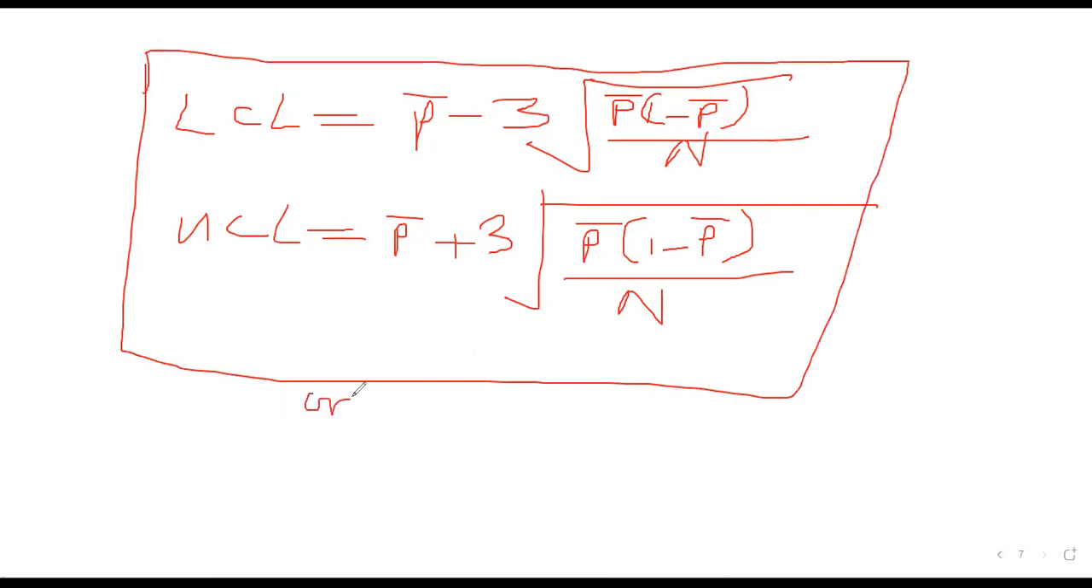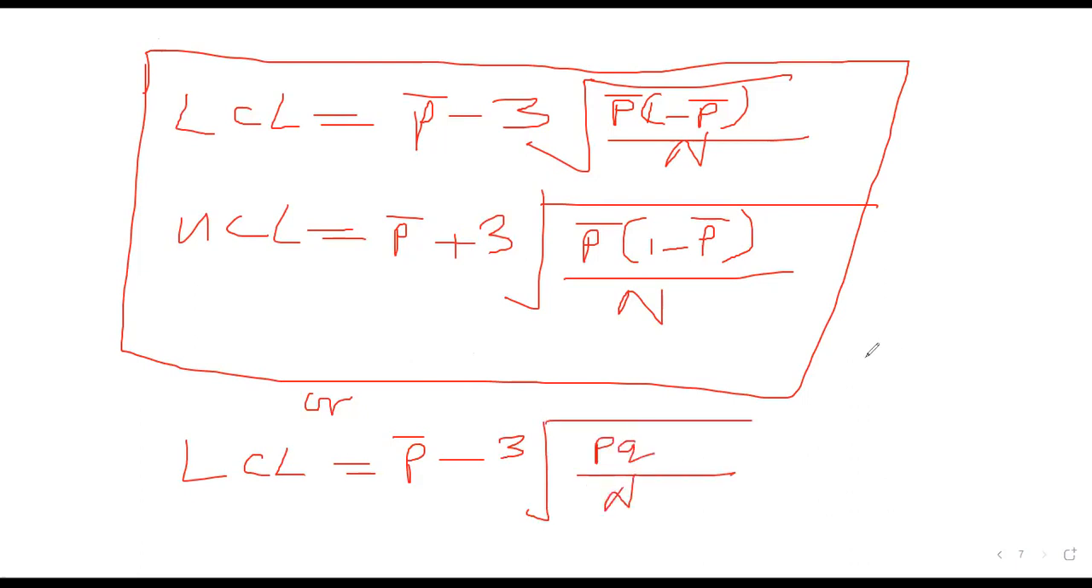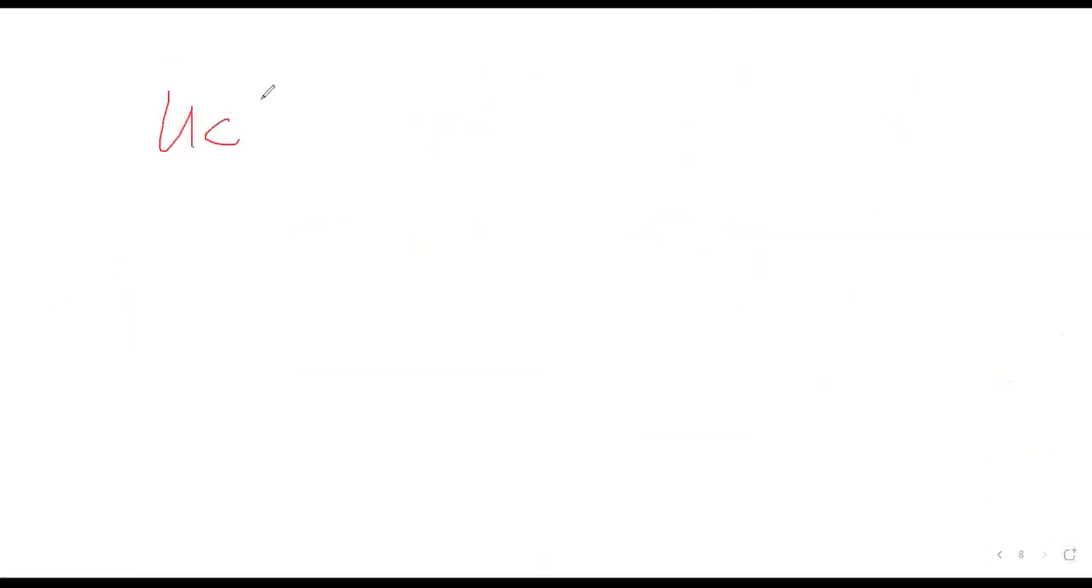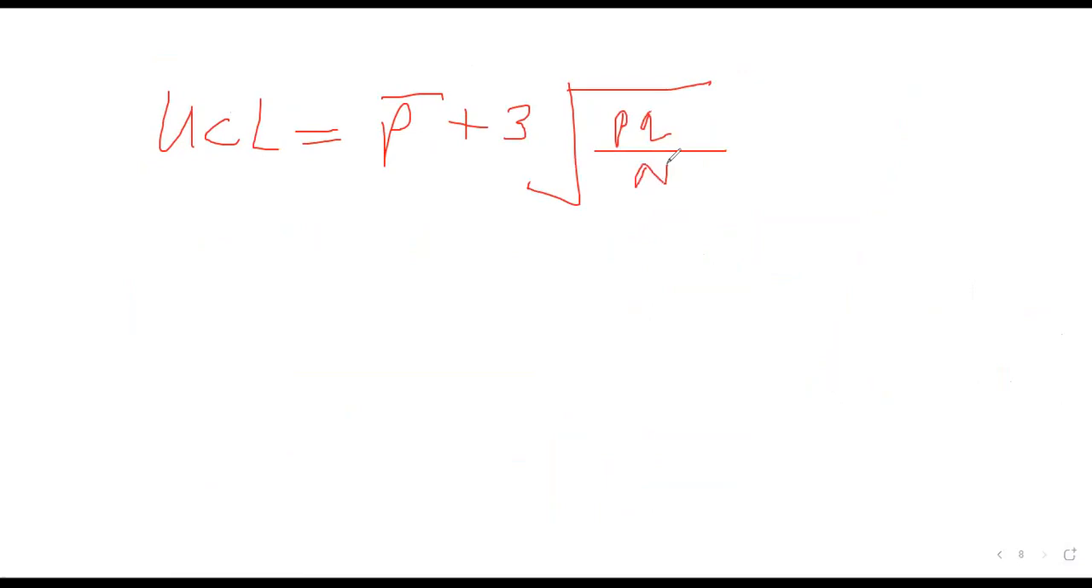Of course, for the lower control limit, in some other books you may find it as P bar minus 3 square root of PQ over N. Of course, we know our Q is 1 minus P, and this is our N. Getting down to the upper control limit, it is equal to P bar plus 3 square root of PQ over N. All right, so this marks the end of the P chart.